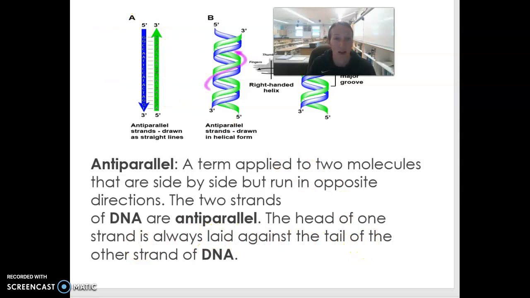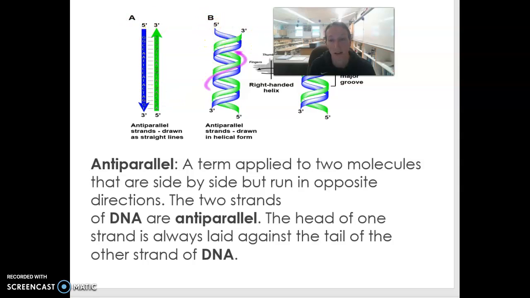I like the picture right here because this is a perfect example of why they're called anti-parallel. Here's a 5' end, and there's a 3' end. So here's the head, and here's the tail. The head is going to be laid down and match up to the tail of the other end, just like the tail is matched up to the head of the other side. So they are anti-parallel.